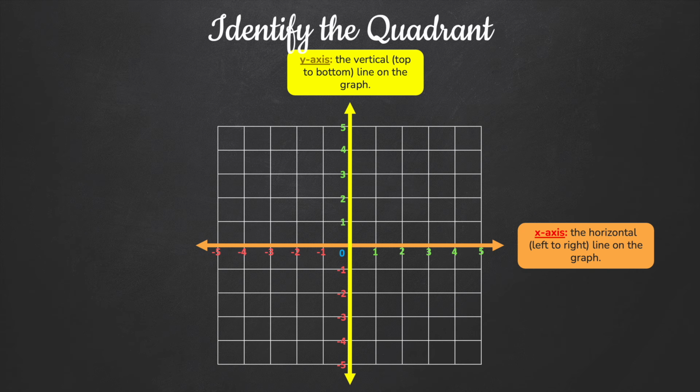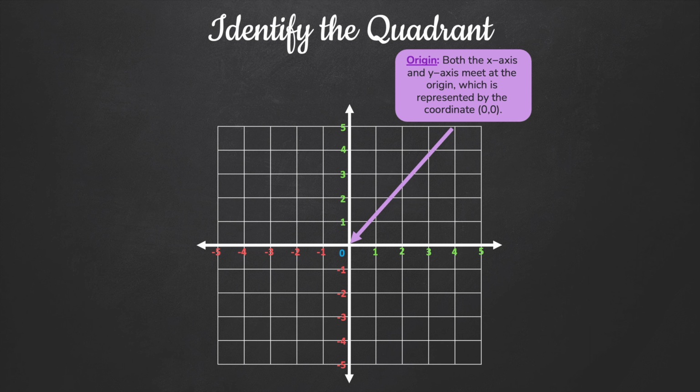We also have a line that goes up and down, and this is called our y-axis. It's the vertical line on our graph. Here in the middle, we have the origin, which is where both the x-axis and y-axis meet, and it's represented by the coordinate 0, 0. The origin is where we start to plot any coordinate.